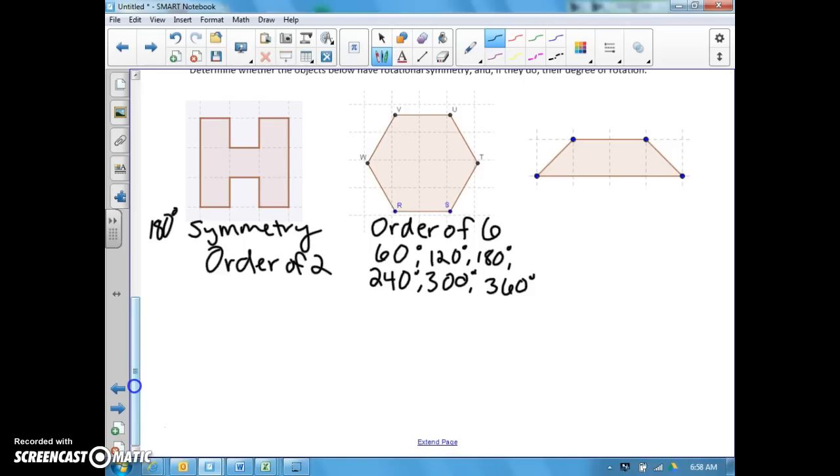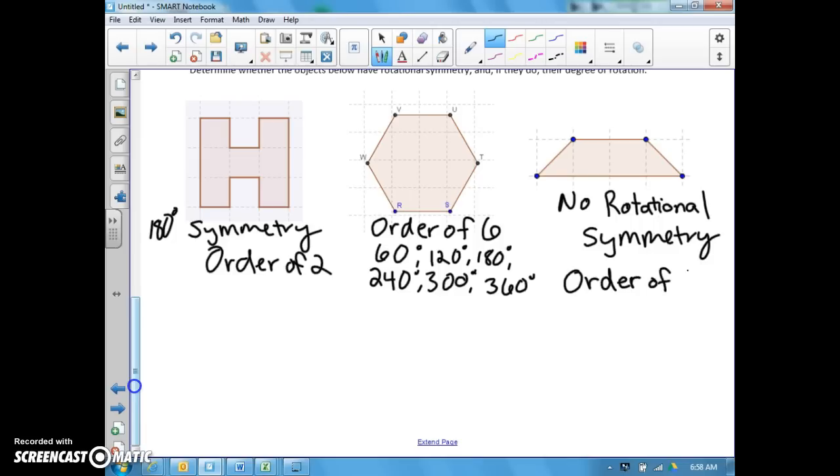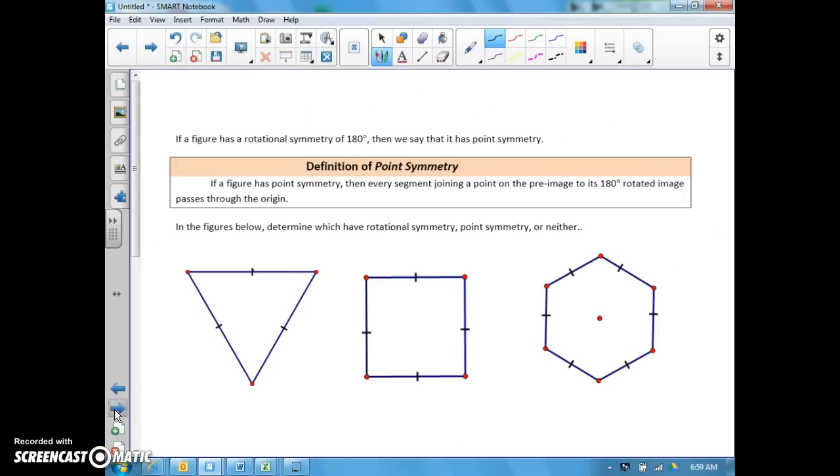The trapezoid here has no rotational symmetry. We cannot flip it any degree other than 360 to get it to map on itself. However, it does have an order of 1. Any shape that has no rotational symmetry still has an order of 1 because it will map onto itself at 360 degrees. Okay, point symmetry exists when a figure has a rotational symmetry of 180 included somewhere in it.